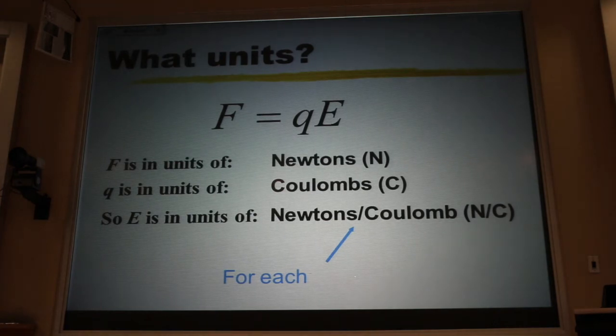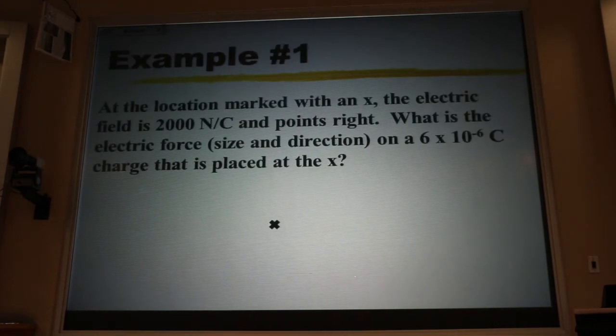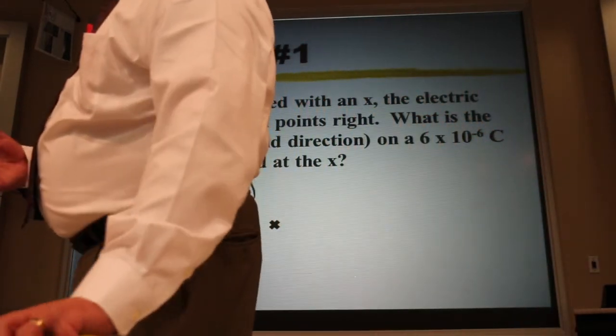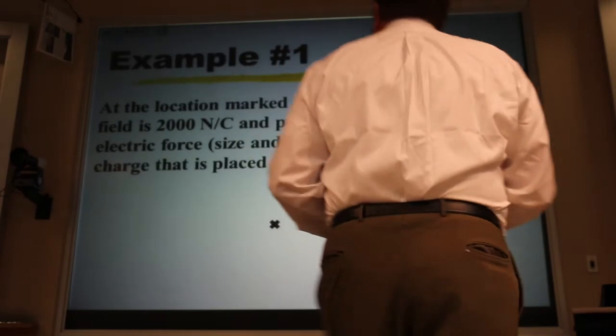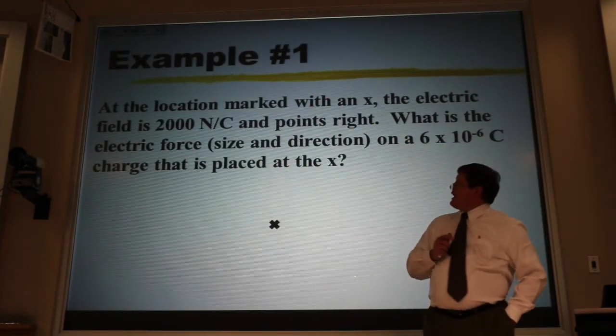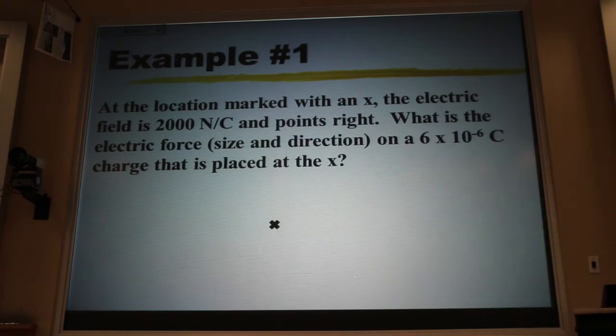Now, I've got some examples. I've got a set of examples we're going to go through to try to make this make sense. At the location marked with an X, the electric field is 2,000 newtons for each coulomb, and it points to the right.